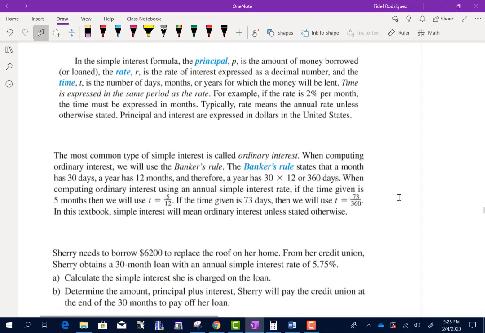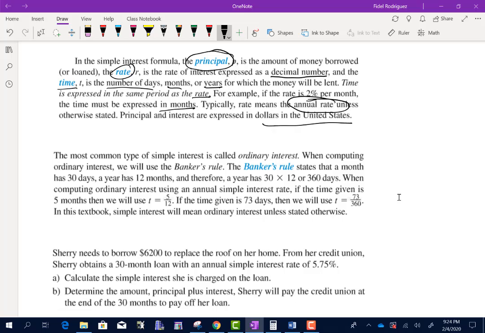And okay, so it says right here, the principal, that's the amount of money we're borrowing or it's being lent, okay? The rate is going to be the interest, so it'll be a percent, but we're going to change it to a decimal. The time, T, is going to be the number of days, months, or years, okay? Time is expressed in the same period as the rate. So if it's 2% a month, the time should also be in months, okay? Typical rate means the annual rate. So usually it's going to be the annual rate, unless it's otherwise stated. Principal and interest are going to be in dollars, okay? All right.